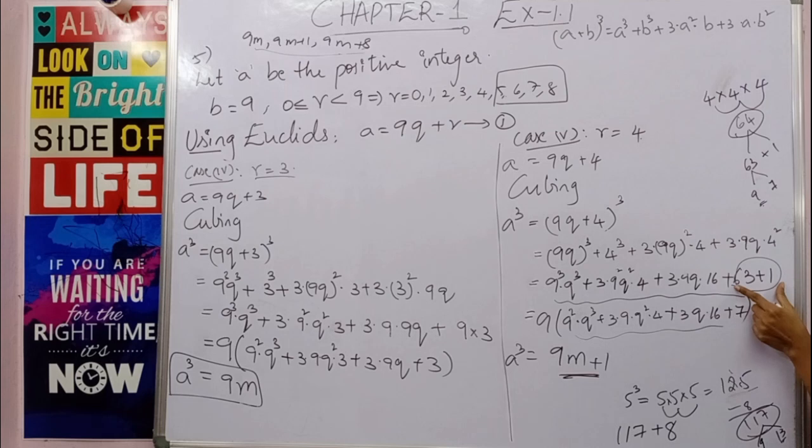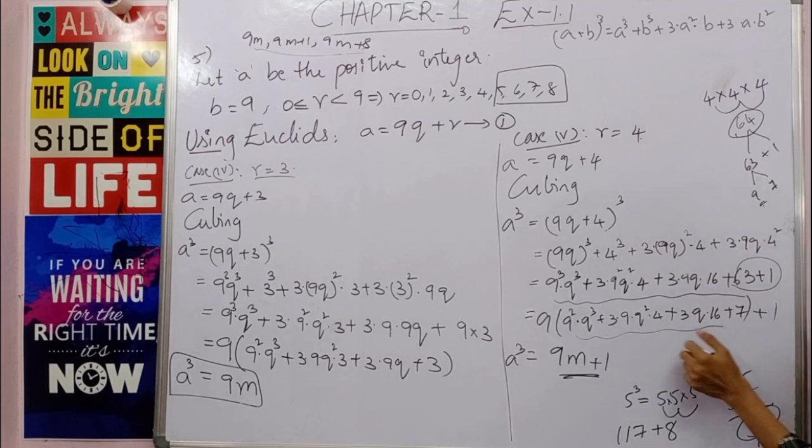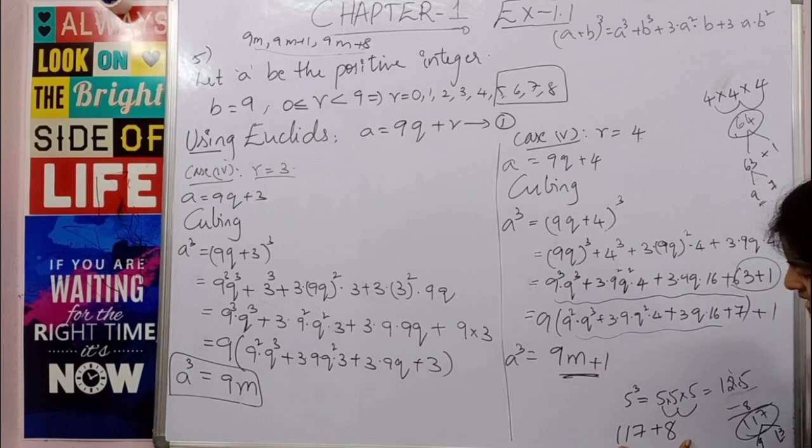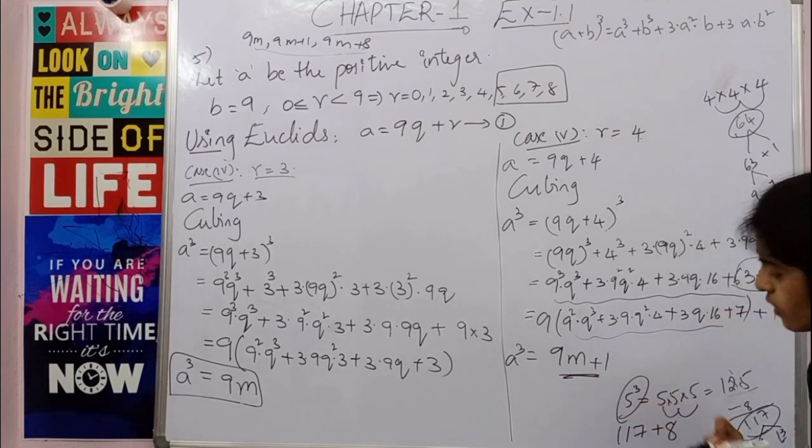Okay, these last two terms I am talking about. It will be like 117 plus 8. Now from this 117 you can take 9 common. Okay, so you will get something like this plus 8. Okay, so it will be of the form 9m plus 8 when you will take r equal to 5.